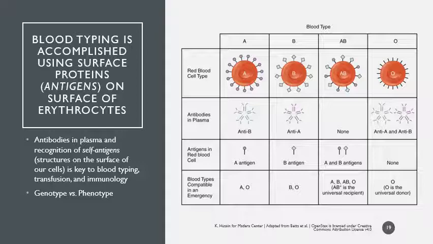If you're type B, you can only receive type B and type O blood. Type AB can receive just about anything, and especially if you're what we call AB positive, you can really receive any type of blood. Type O, specifically O negative, is the universal donor. They can give their blood to anyone else and not cause an immune response, but they cannot receive blood from anyone other than O negative.